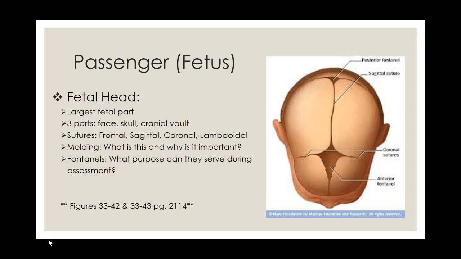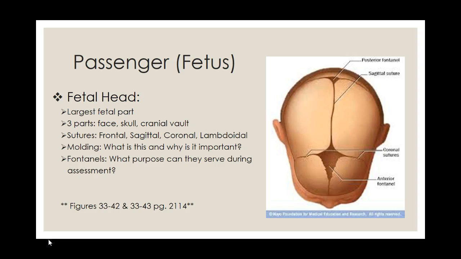All right, let's talk about the passenger. And one thing that we have to know about the passenger is that the fetal head is the largest part of the body. The head consists of three parts: the face, the skull, and the cranial vault. And then also on the fetal head, we have to consider sutures. We have frontal sutures, sagittal sutures, coronal ones, and lambdoidal ones.